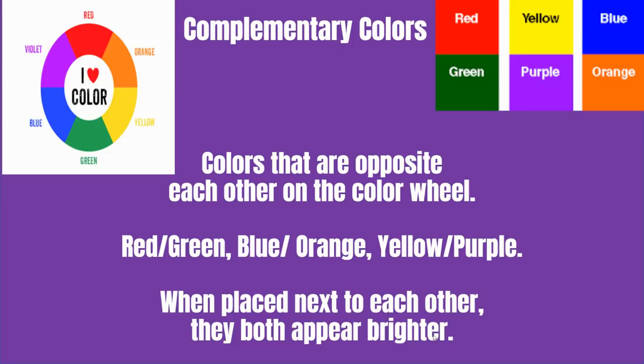Let's go to yellow. Let's follow diagonally across. You'll see its complement, it's violet or purple. Now let's look at blue. Let's follow diagonally across to the complement, it's orange. When you place complements next to each other, they both appear brighter.